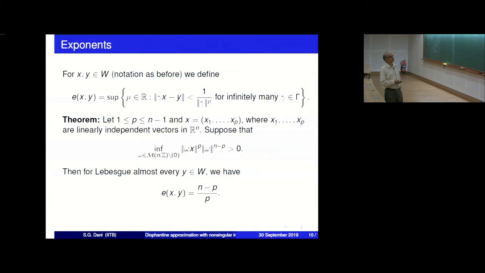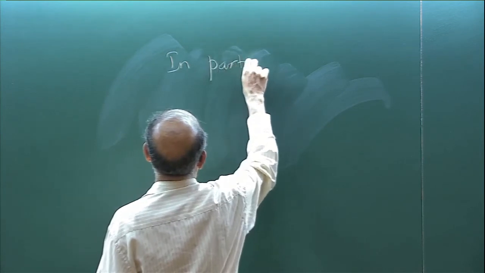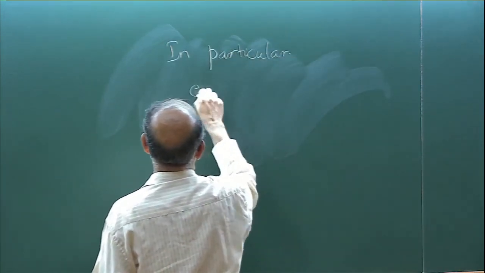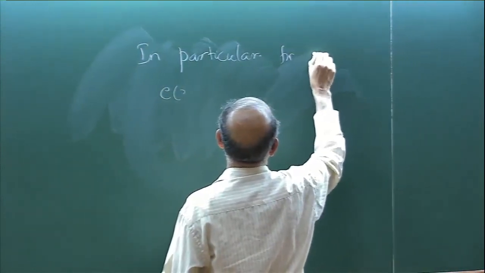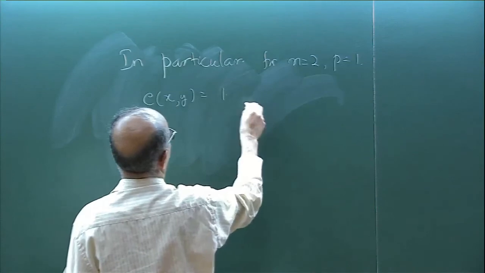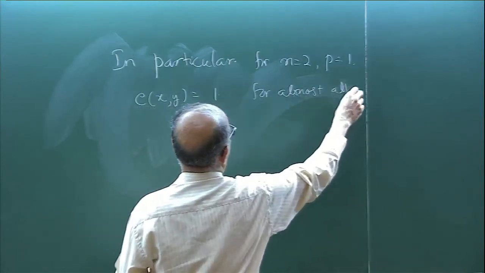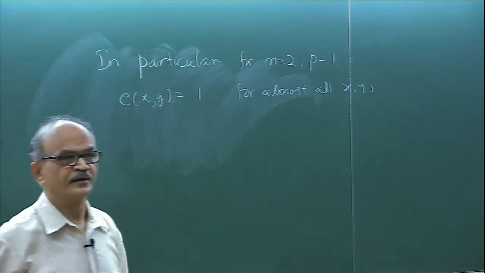Now, unlike in the case of SL and Z, for the gamma that we have, in particular, the exponent for n equal to 2, p equal to 1, is equal to 1 for almost all x, y.